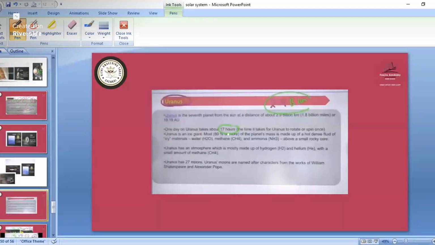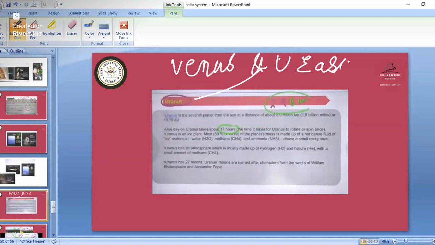So now we'll study about Uranus. Venus and Uranus both rotate on their axis from east to west. All the other planets rotate from west to east, even our Earth rotates from west to east. But Venus and Uranus rotate on their axis from east to west. And Uranus is also known as the blue planet; we'll see the reason why.